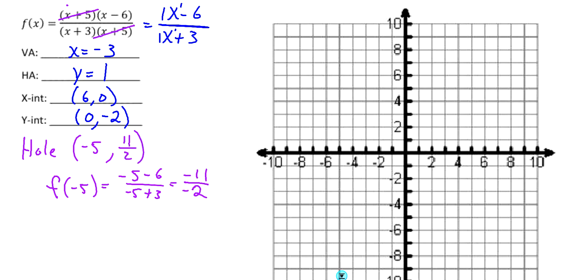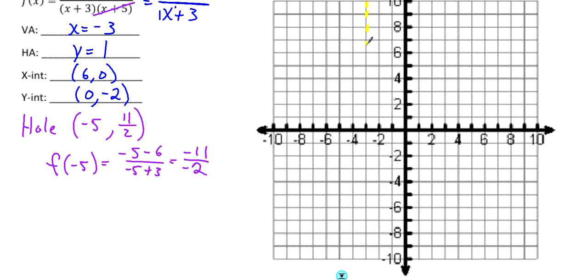Okay, now we go along with graphing all of our information. So -3 is where my vertical asymptote is, horizontal at 1, x-intercept at positive (6, 0), y-intercept at (0, -2), and the hole is at -5, and 11 over 2 is 5.5. So right here at 5.5, that's where our hole is. So I literally draw an open circle to represent the hole. And now we're back to our normal graphing of rational functions.